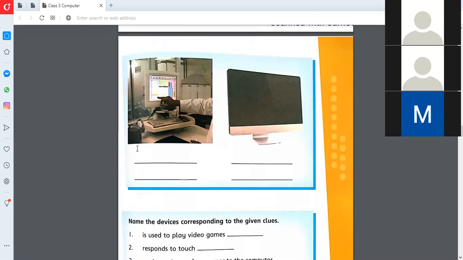Okay, let me write the name. Now, my question is touch screen is input or output? Who is going to tell us? Let's see. It's an input device or an output device. Touch screen is an input device or an output device.